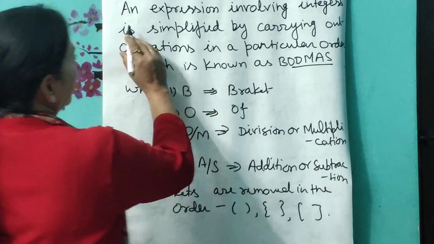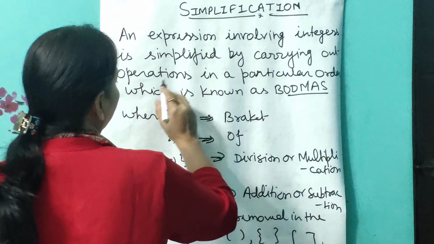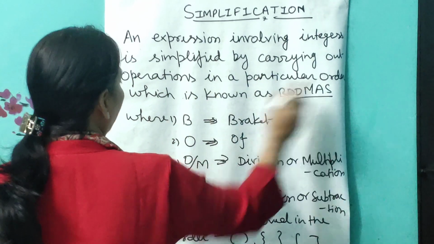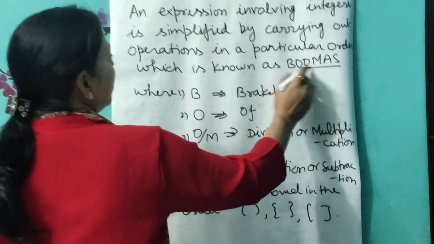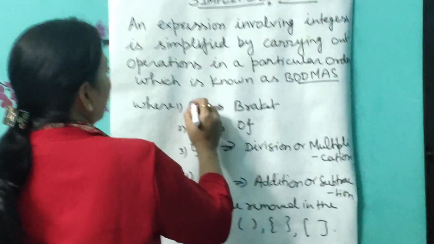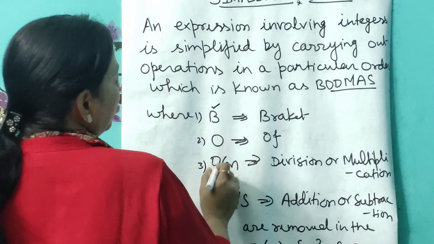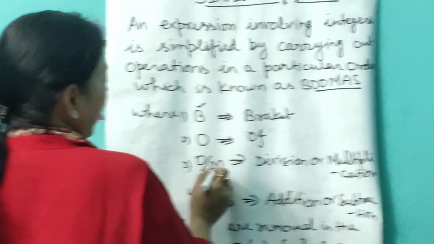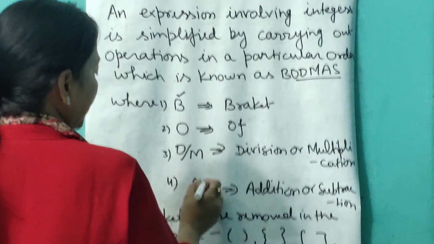An expression involving integers is simplified by carrying out certain operations in a particular order, which is known as BODMAS. So what is the meaning of BODMAS? In BODMAS, B stands for bracket, O stands for of, then we do division or multiplication, D and M, and A and S stand for addition and subtraction.